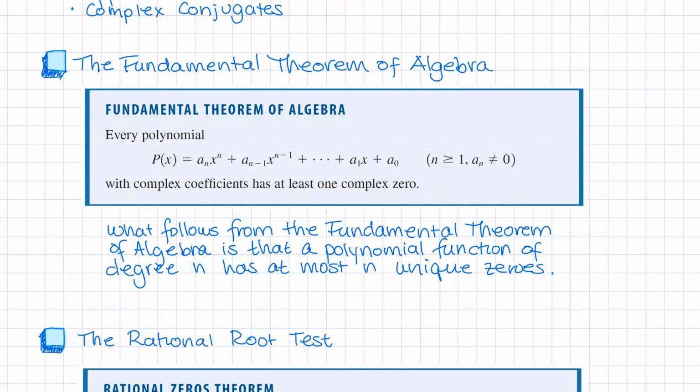Now, what follows from that is slightly more interesting. Granted, it's only slightly. But what follows is that a polynomial function of degree n will have at most n unique zeros. It can have fewer. So a fifth degree polynomial is going to have at most 5 zeros. A seventh degree polynomial is going to have at most 7. So it tells us a little bit about the zeros. And that's all we're going to do with that.